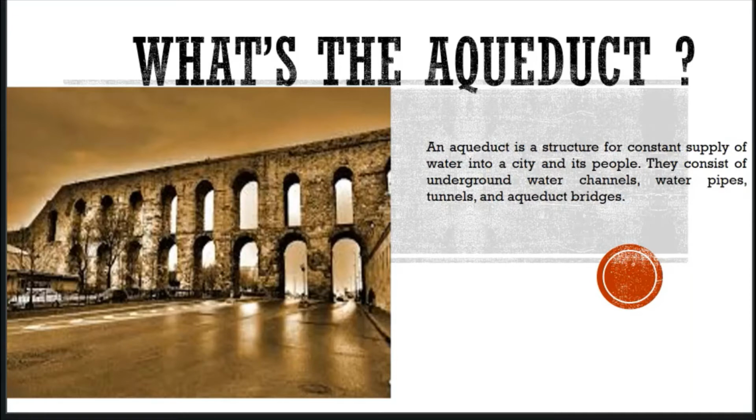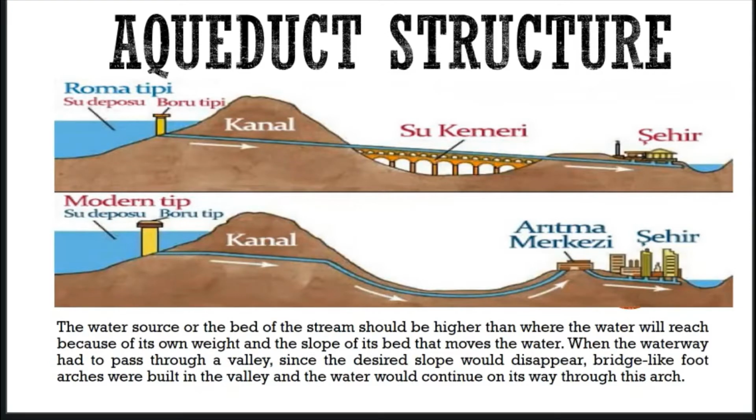Why do people need this structure? The water source or the bed of the stream should be higher than where the water will reach, because of its own weight and the slope of its bed that moves the water. When the waterway had to pass through a valley, since the desired slope would disappear, bridge-like arcs were built in the valley and the water would continue on its way through this arc.